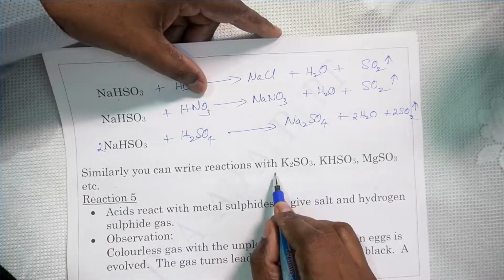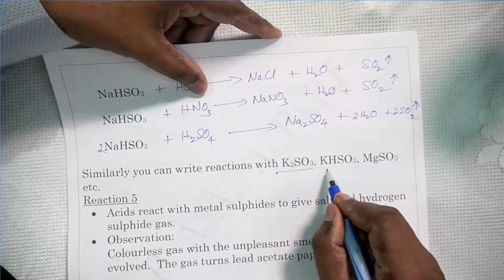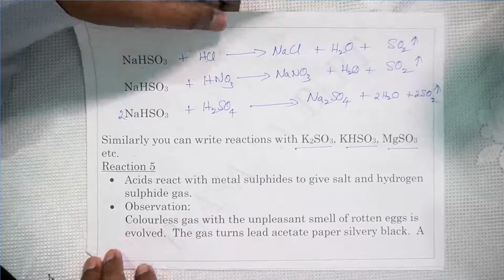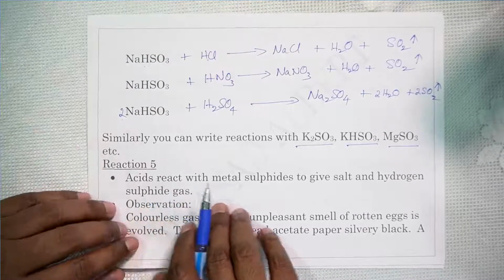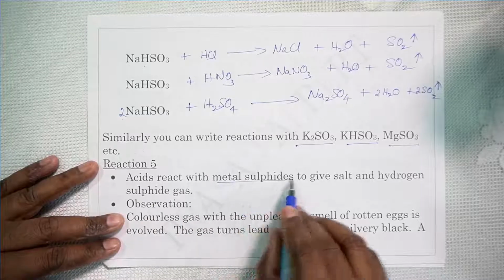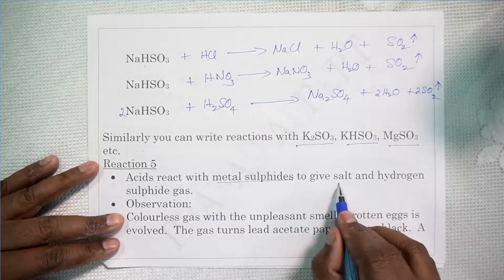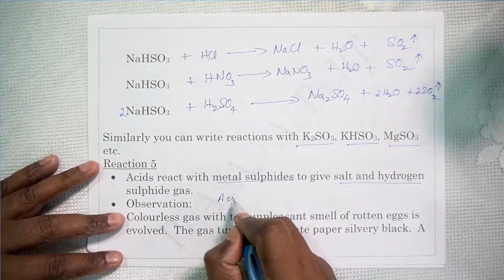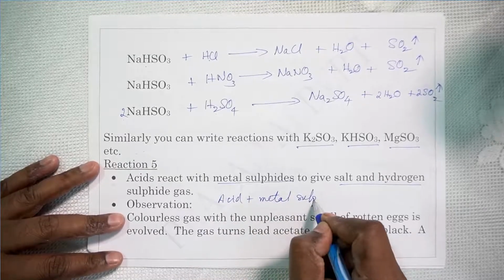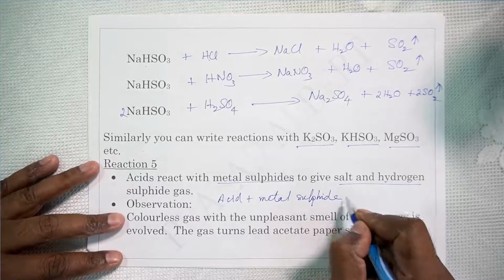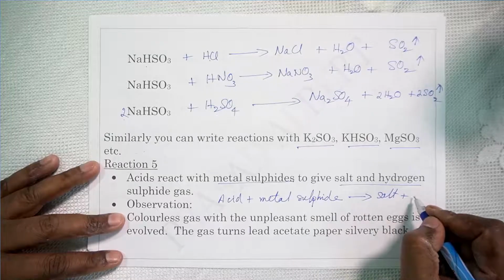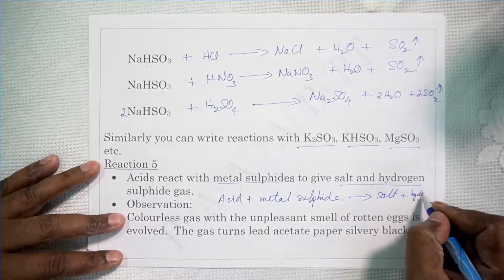Now you can also write reactions for K2SO3, KHSO3, MgSO3, etc. You try these equations yourself. And then the fifth characteristic reaction of an acid is acid reacts with metal sulfide to give salt and hydrogen sulfide. Example, acid plus metal sulfide. This is not sulfite, it is sulfide. There is a difference. Okay. Here you get salt plus hydrogen sulfide.